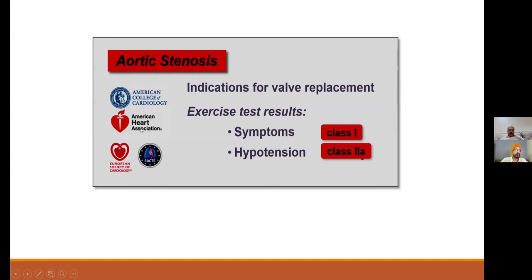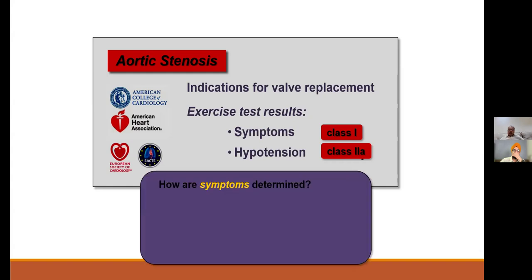So the top ones are the American recommendations and the bottom ones are the European recommendations. Both clearly say that if symptoms are there in aortic valve stenosis, regardless of whether it is moderate or severe, mild, certainly you don't expect to find symptoms, you must subject the patient to valve replacement. Second is hypotension. If somebody develops hypotension on exercise, it is a class 2A indication.